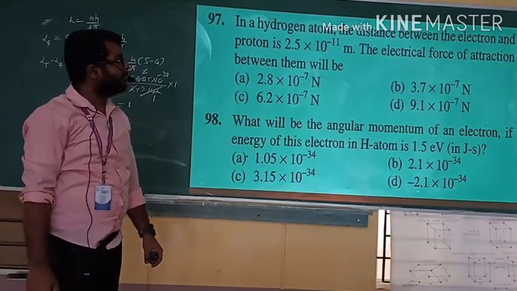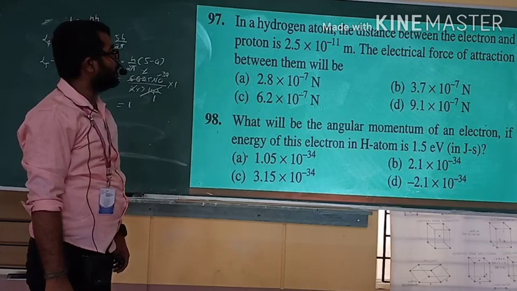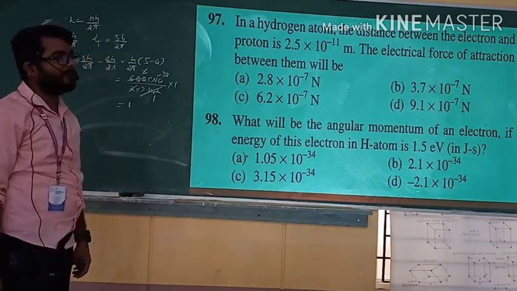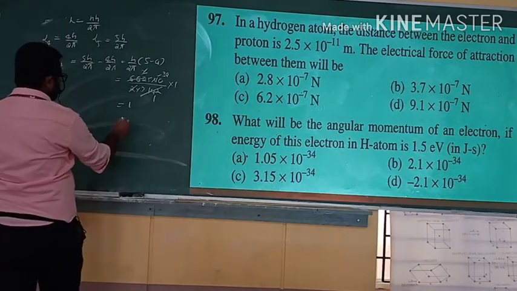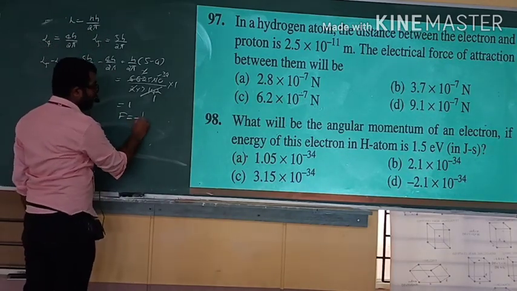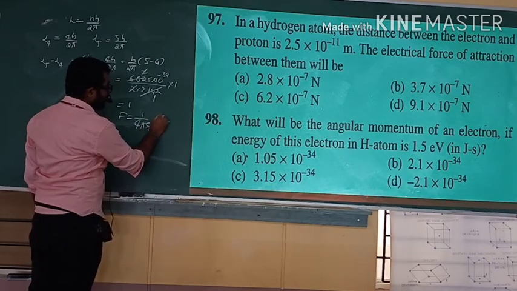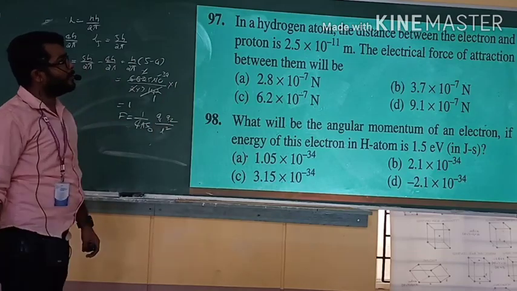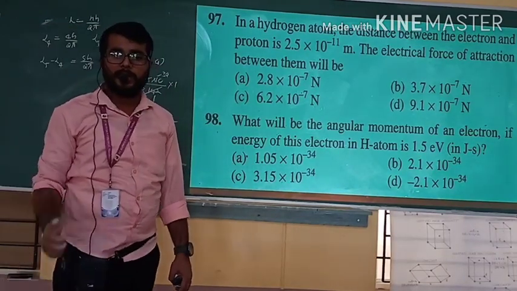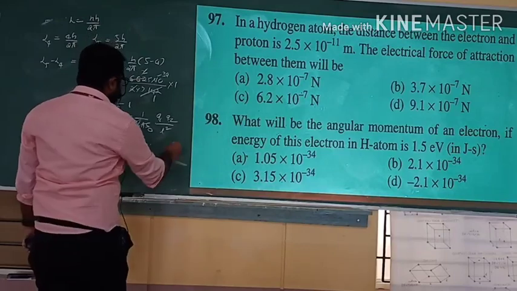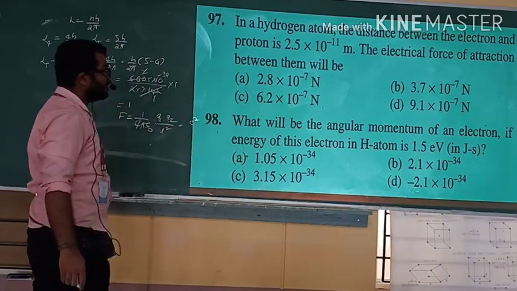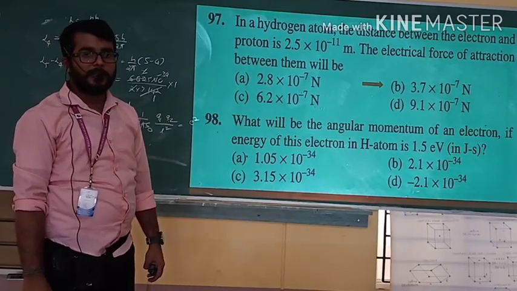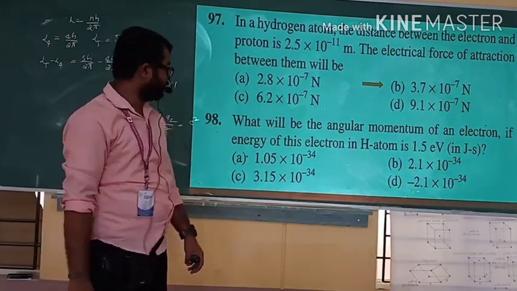In a hydrogen atom, the distance between the electron and the proton is 2.5 into 10 to the power minus 11 meter. The electrical force of attraction, that is the Coulomb force, has to be found out. The equation is F is equal to 1 divided by 4 pi epsilon naught, into q1 q2 divided by r square. In a hydrogen atom, for the electron and proton the charge will be the same. So we get e square divided by r square, with the distance given as 2.5. Substituting, we get the answer as 3.7 into 10 to the power minus 7 Newton.